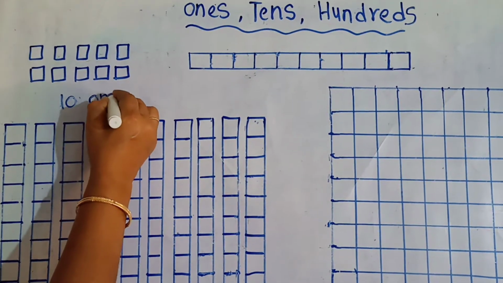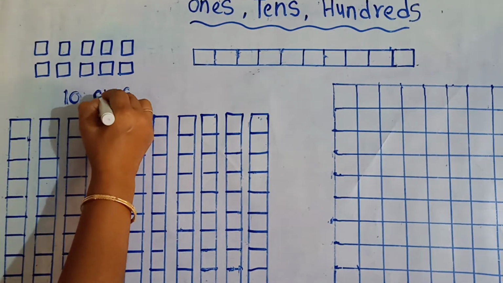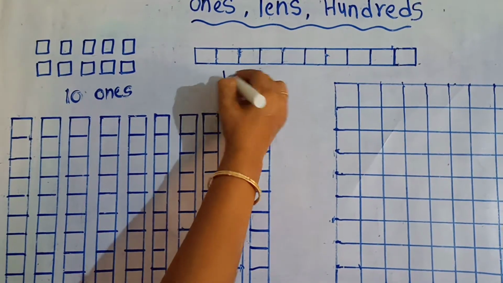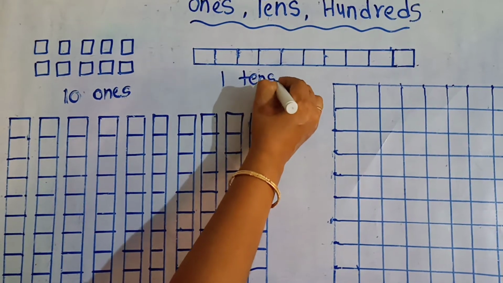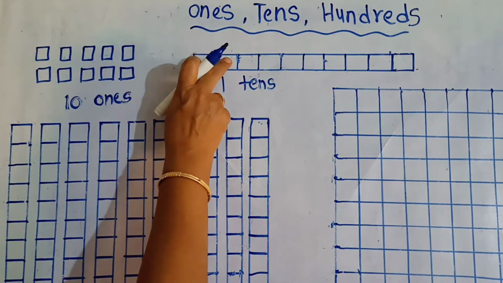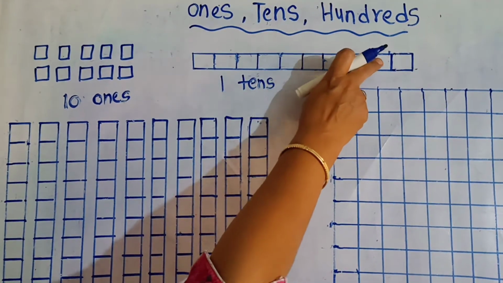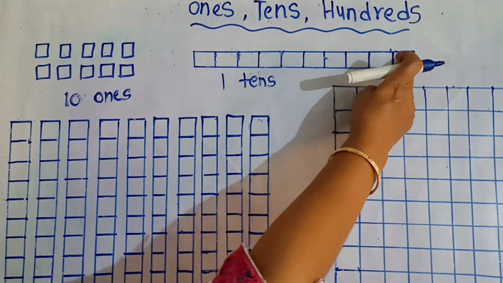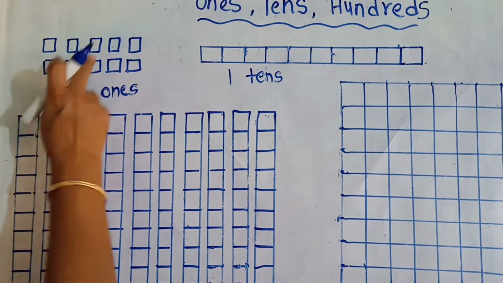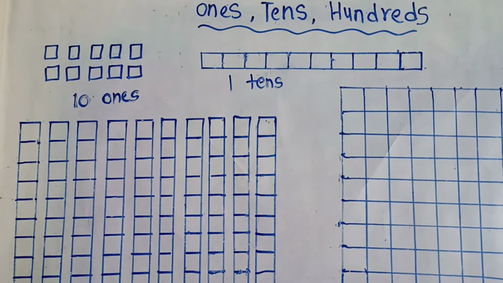ones. Okay? How many ones are here? 10 ones. Now, these 10 ones means 1 tens. Look here. In this strip, there are 10 ones. 1, 2, 3, 4, 5, 6, 7, 8, 9 and 10. These 10 ones become 1 tens. Understand?